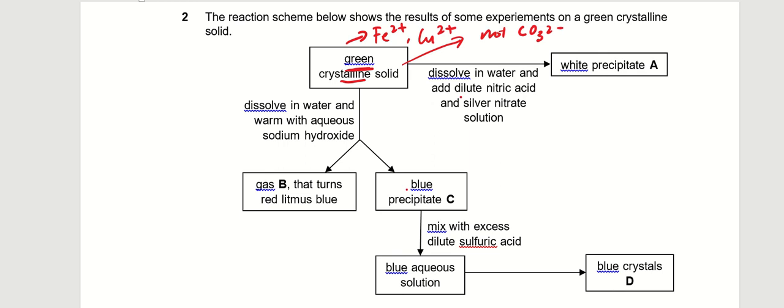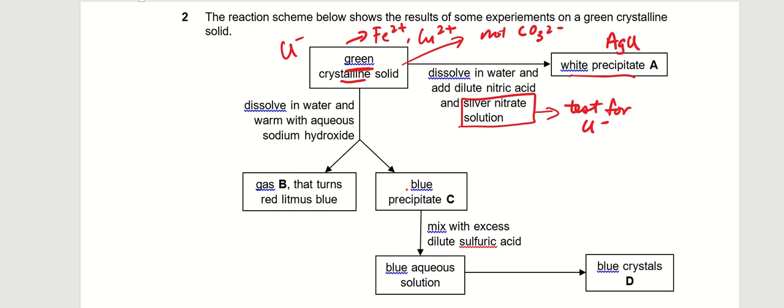Dissolve in water and add dilute nitric acid and add silver nitrate solution, which again you will remember is a test for the chloride ion. And if the chloride ion is present, we will get a white precipitate. Therefore, we know that there is chloride ion present in the unknown green solid. Since we're testing with silver nitrate, we know that the precipitate will be insoluble silver chloride. Okay, so we've already identified one of the unknowns.